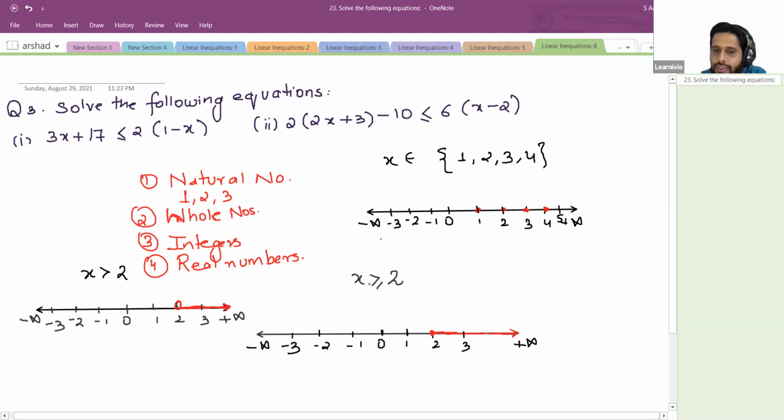If our solution is x is greater than or equal to 2, and in the question they specify that this is a real number, then what happens in real numbers? Real numbers include 2, 3, 4, and 2.1, 2.2. All the decimal numbers are also there in the real numbers. That's why we highlight the complete line. So this is 2, this is 3. Then definitely in the center we have 2.5. We have 2.1, 2.2, 2.3, 2.4. That's why we have highlighted this. So in real numbers, the decimal numbers are also included. That's why we highlight the complete number line. And for a natural number, whole number, or integer, we will just highlight the numbers only.